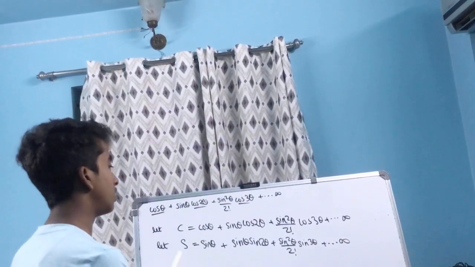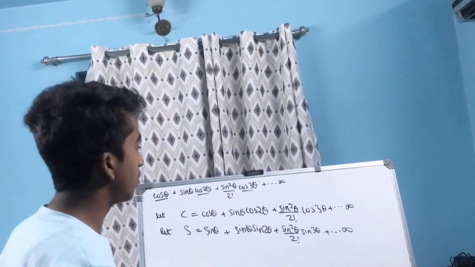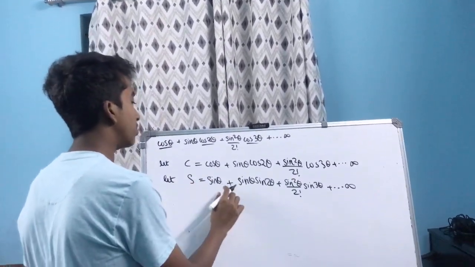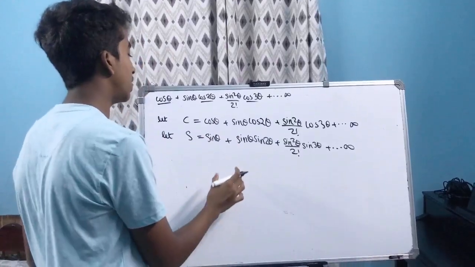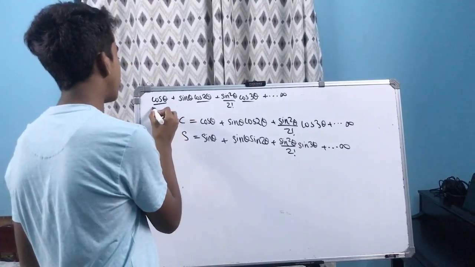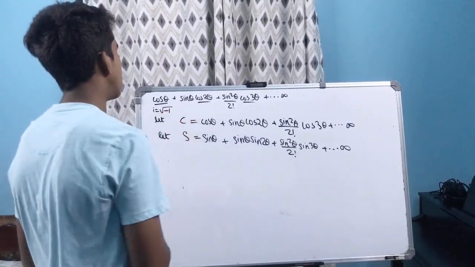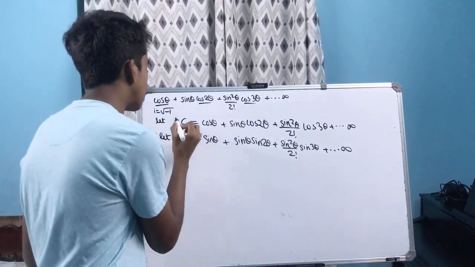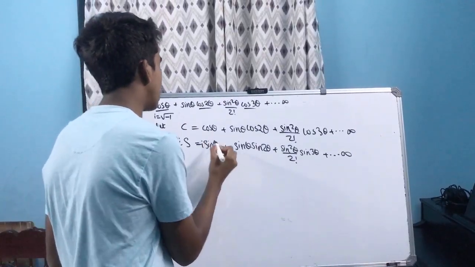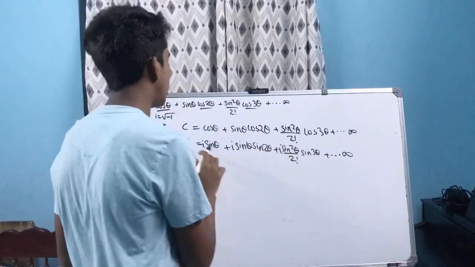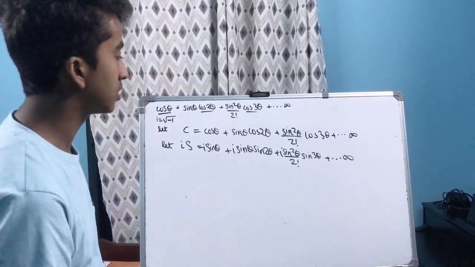Now we have two different series. Now let's multiply all terms of this series by the imaginary unit, that is i, the square root of -1. So if we multiply by i, at every term we'll get a series like this.